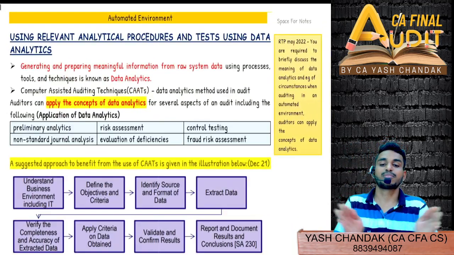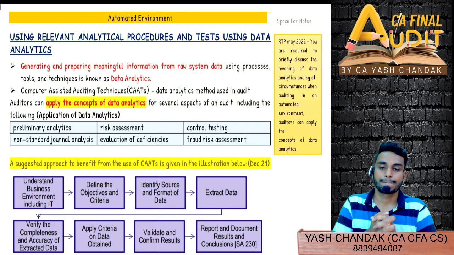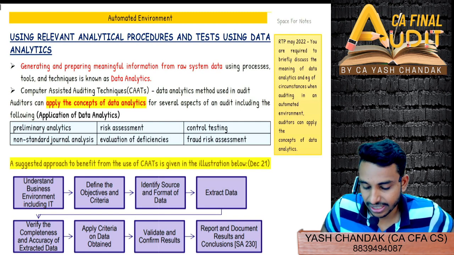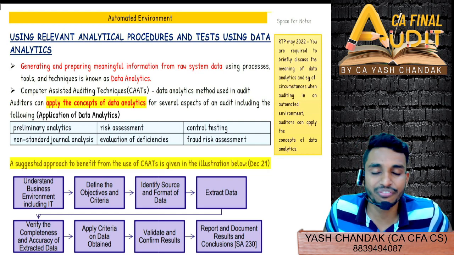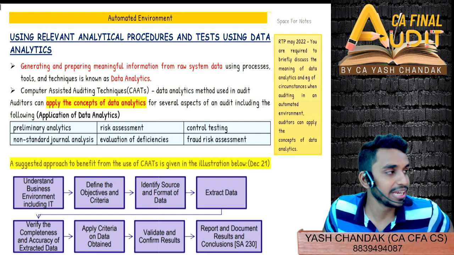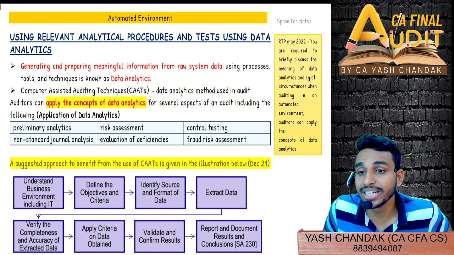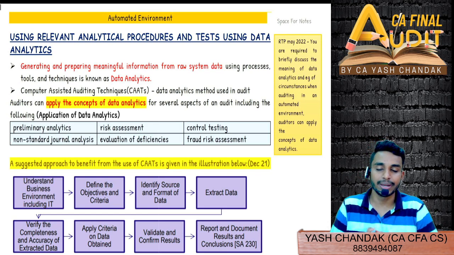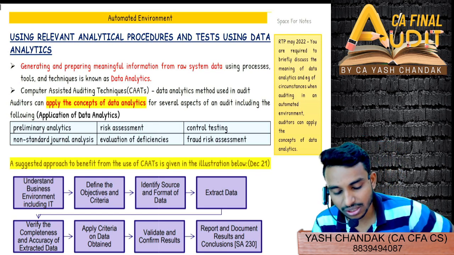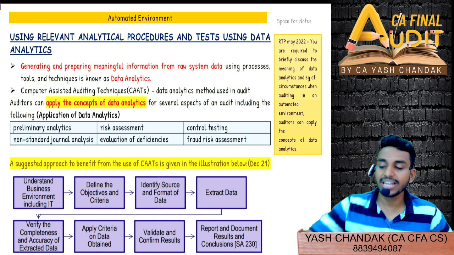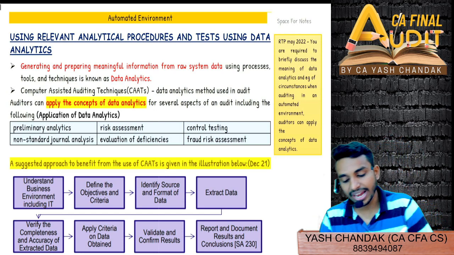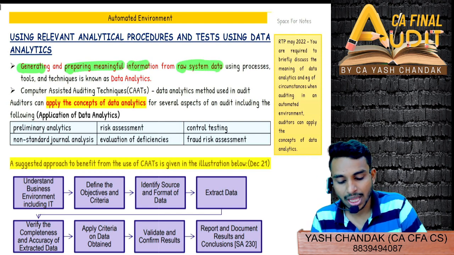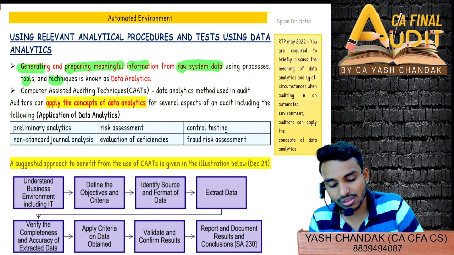Last page. Using relevant analytical procedure and tests using data analytics. Data analytics using CATs, computer assisted audit tools. This will generally be used in the automated environment, and that is why we have a separate topic on this. Generating and preparing meaningful information from raw system data using processes, tools, and techniques is known as data analytics.